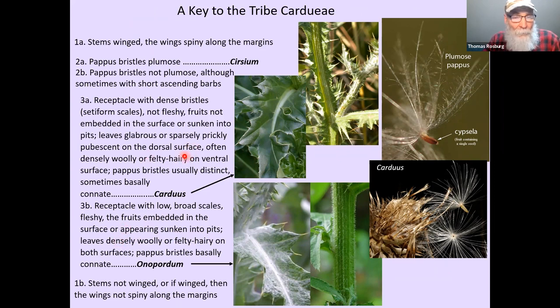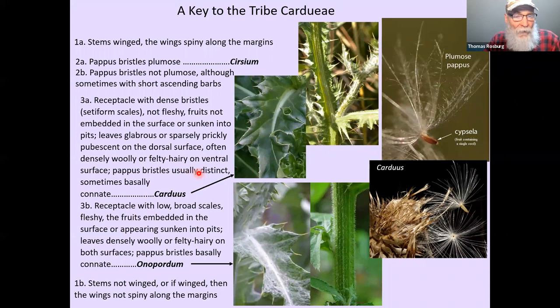Up here it says the leaves can be glabrous or sparsely prickly pubescent on the dorsal surface, that's the top, often densely woolly or felt hairy on the ventral surface. So there's a fair amount of variation there, but at least on the dorsal surface, they're either glabrous or just sort of sparsely pubescent. Down here, these are densely woolly, hairy on both sides.